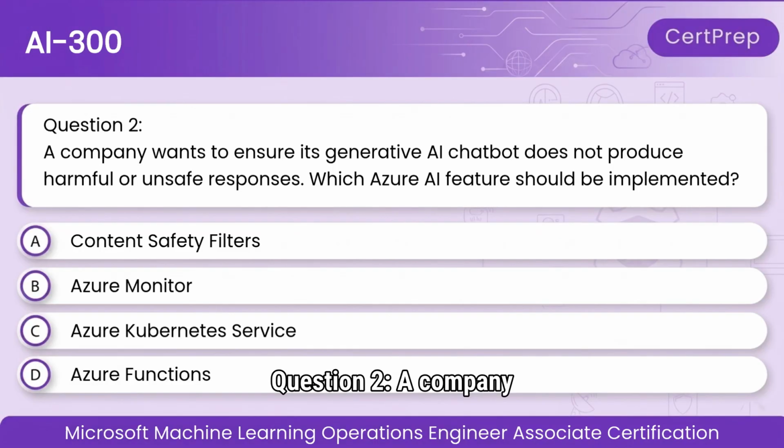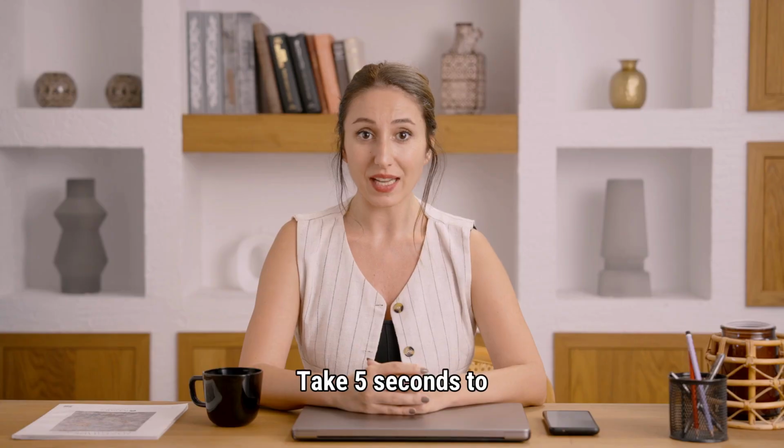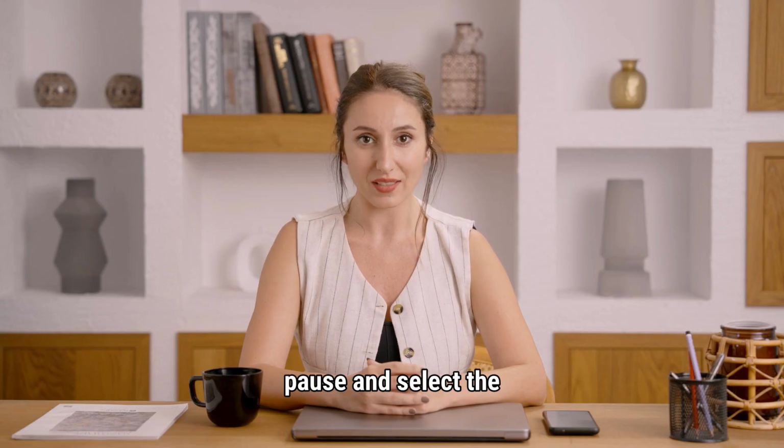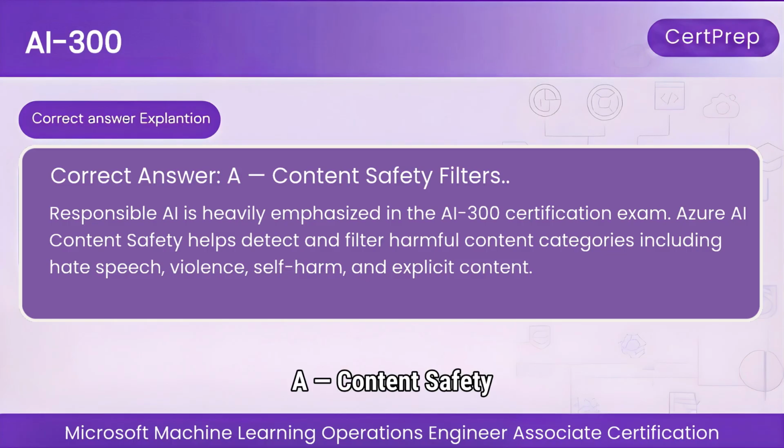Question 2. A company wants to ensure its generative AI chatbot does not produce harmful or unsafe responses. Which Azure AI feature should be implemented? A. Content safety filters. B. Azure Monitor. C. Azure Kubernetes Service. D. Azure Functions. Take 5 seconds to pause and select the correct answer. The correct answer is A.